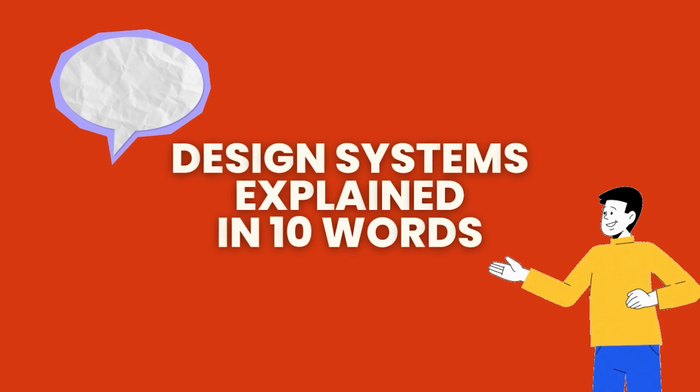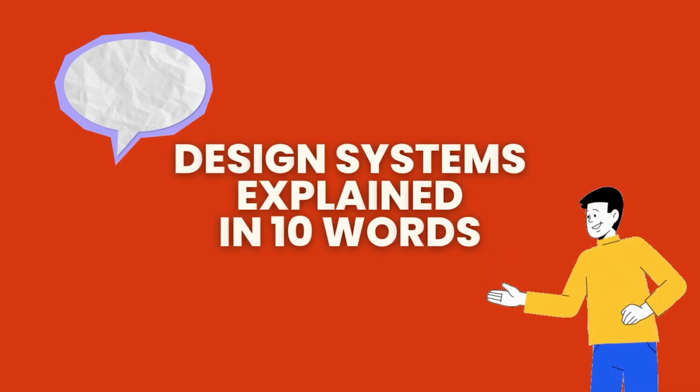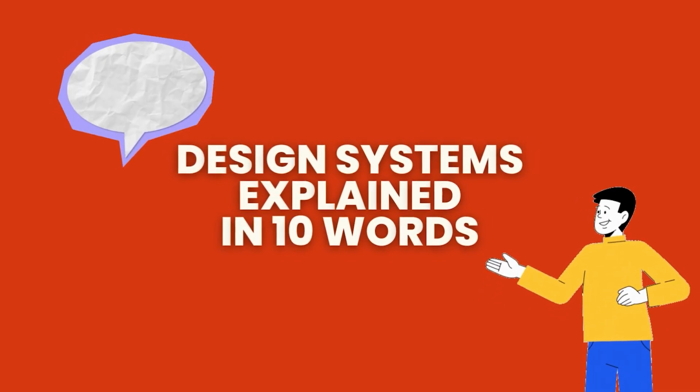So without further ado, let's get started on what a design system really is, and the real basics explained in around 10 words. For someone that's never really understood what design systems are, are we able to explain this as simply as possible? I will give it my best shot.